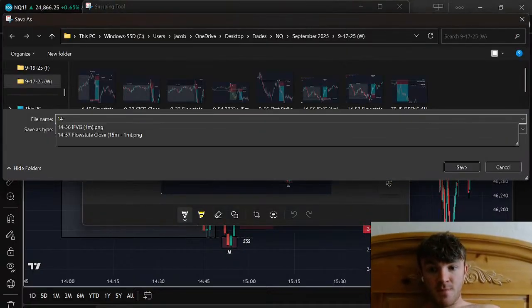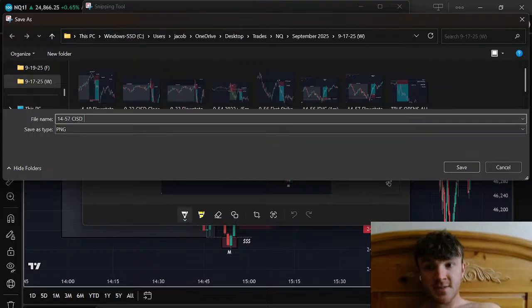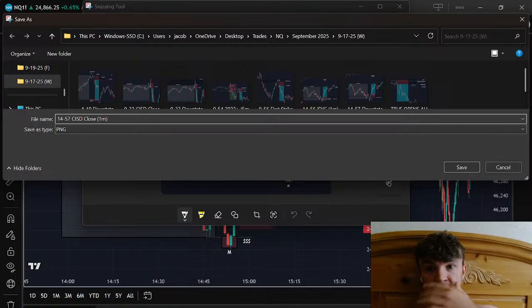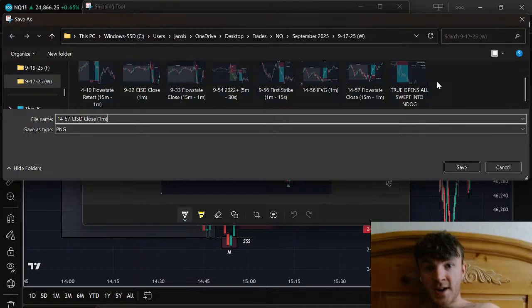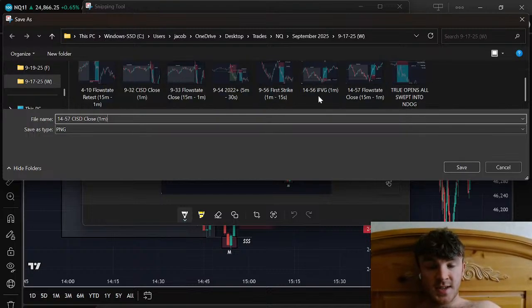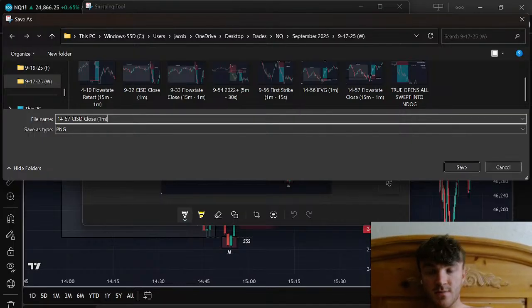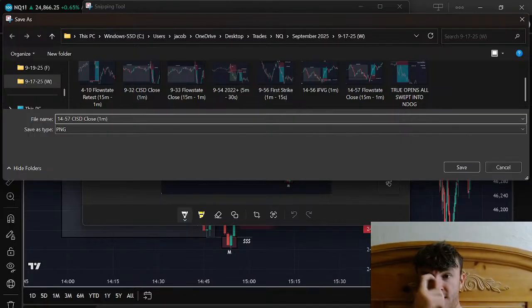Once again, do what makes sense to your own backtesting, right? Otherwise, if you're listening to anyone else, then you're distracting yourself, because what makes sense to you is how you should be trading. So, yeah, 1457, change in state of delivery, close on the 1-minute.